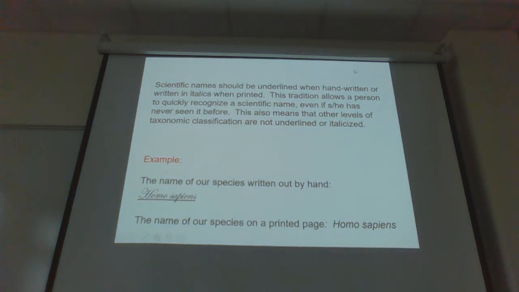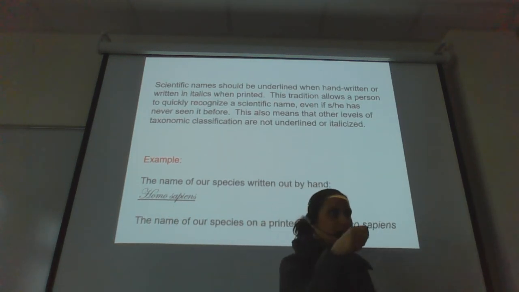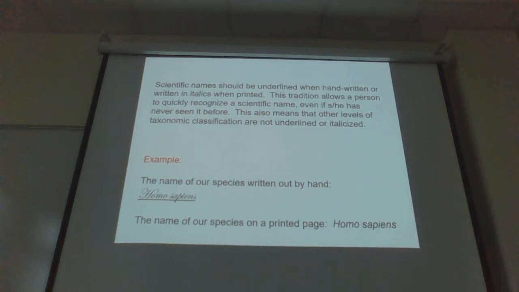Okay, I already told you the convention. When we're typing, we put the species name in italics, and if we are writing by hand, we put a line under it. We can't really use italics by hand, so how do we distinguish that? That's the convention. Okay.